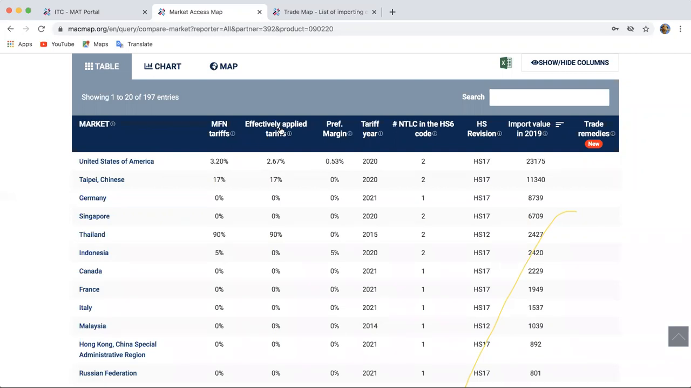So effectively applied tariffs mean that if there is a preferential treatment that Japan can have in these markets, it will show under the effectively applied tariffs, because this shows you the lowest possible tariff rate. So MFN, most favored nations, is their commitment to the WTO members. And this is the favorable treatment if applied. And you can see for Indonesia, MFN was 5% and the effectively applied was 0%. So Japan has a 5% preferential margin in the Indonesian market.